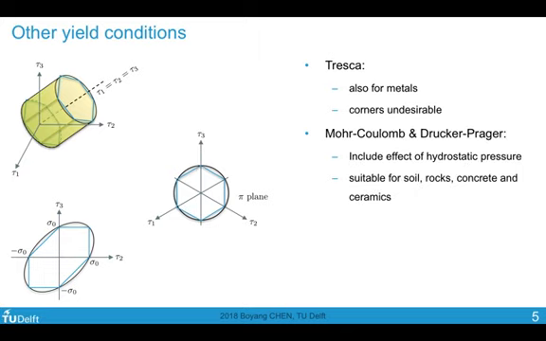There are other yielding criteria for other materials where the effect of hydrostatic pressure is important, for instance, for soil, rocks, concrete, and ceramics. These criteria, such as Mohr-Coulomb and Drucker-Prager, are well suited for this kind of materials. For aerospace applications, we are more interested in the plasticity theory for metals, and hence von Mises is the best choice for us.